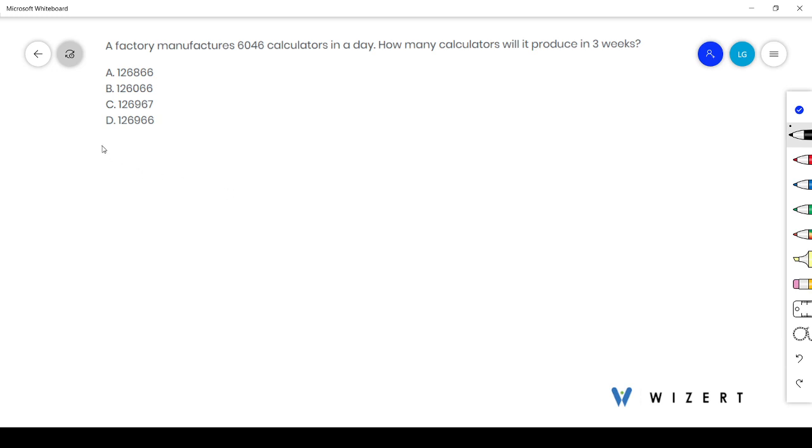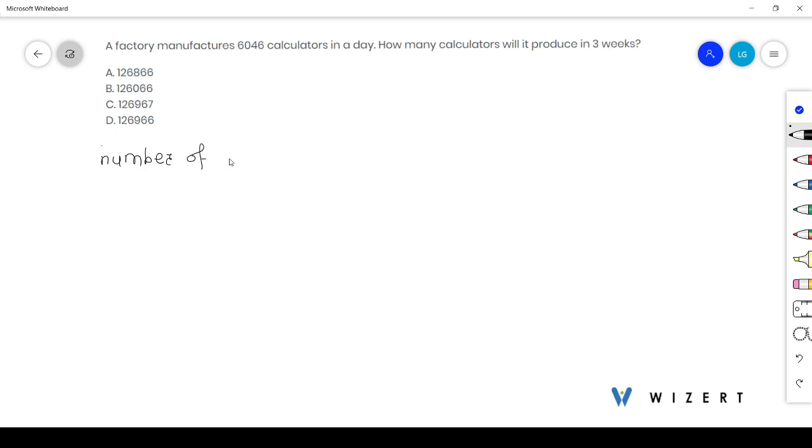Our question is, a factory manufactures 6046 calculators in a day. How many calculators will it produce in 3 weeks? Let us find first the number of days in 3 weeks.